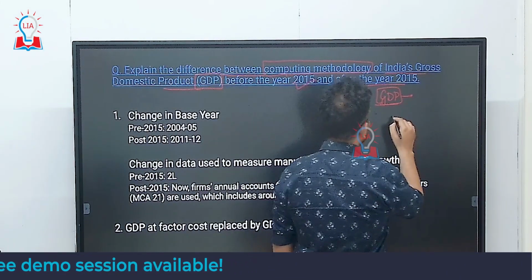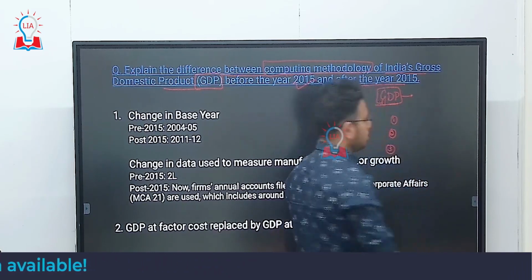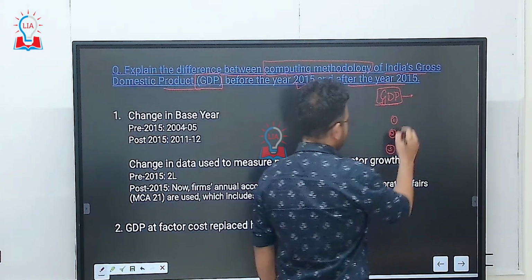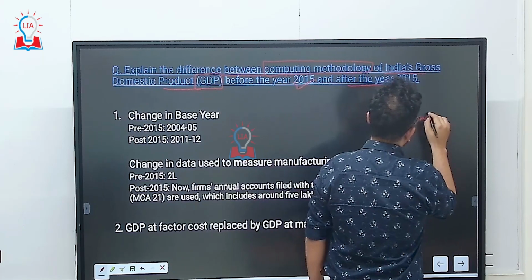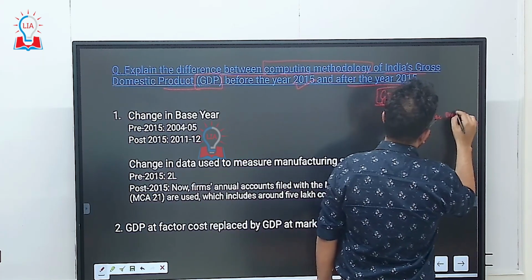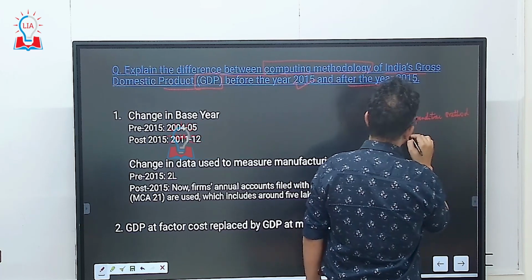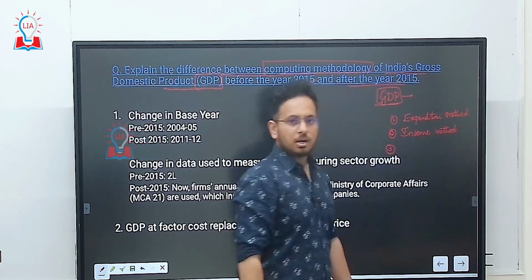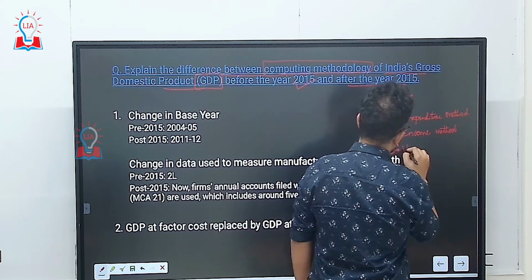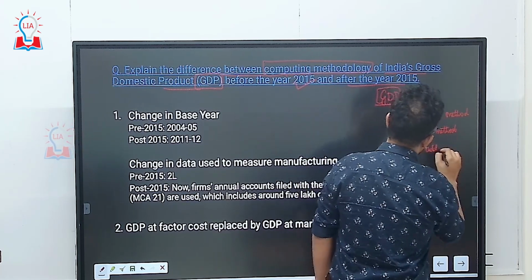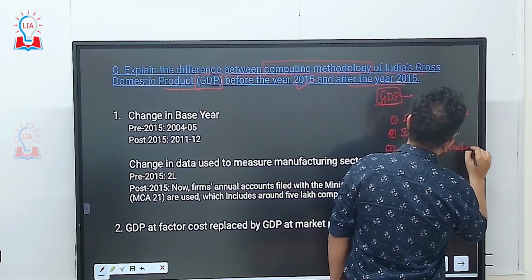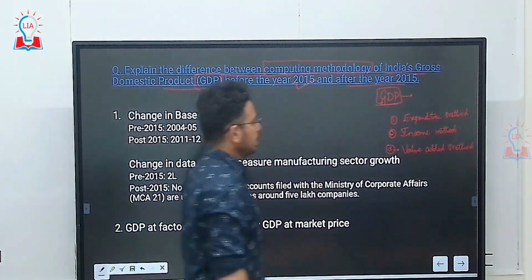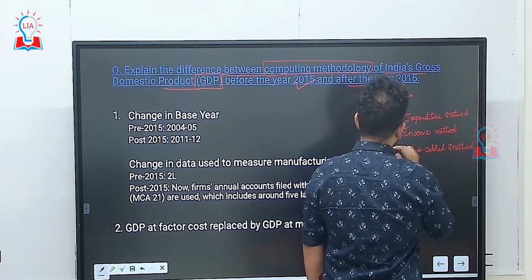See, here you are not talking about the three methods of calculating GDP. If you remember the three methods of calculating GDP, then you can comment it in the comment box. So what are the three methods of calculating GDP? First one is expenditure method. Second is income method. Third is value added method. These are the three important methodologies of calculating GDP: expenditure method, income method, and the value added method.